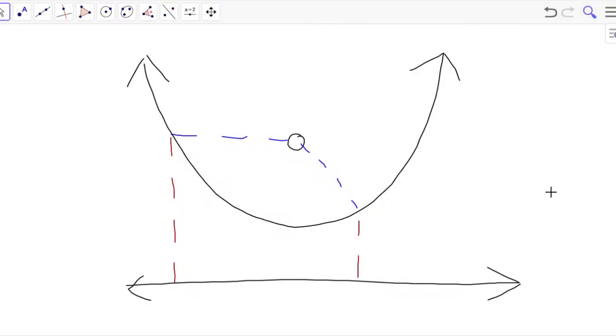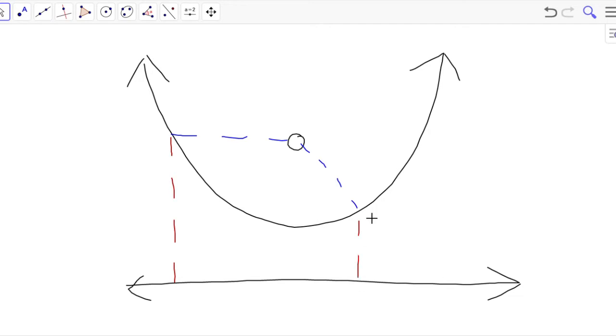Welcome to this math review video on the definition of a parabola. So, what is a parabola? A parabola is defined as the graph of all points that are equidistant from a certain point and a certain line. So in this example here, this curvy shape, which is our parabola, is all the points that are equidistant from this point and this line.